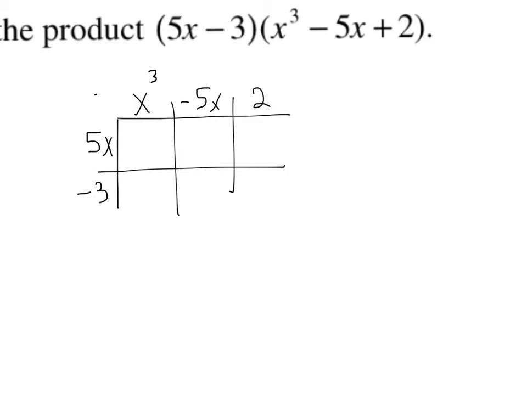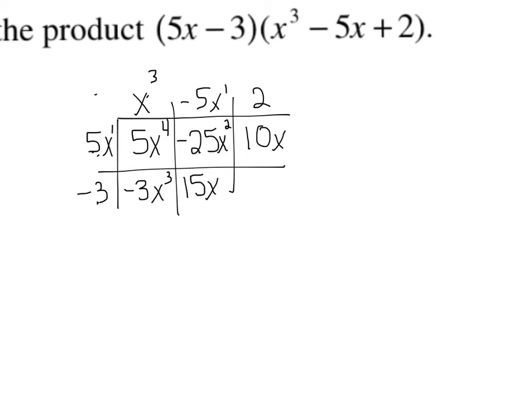So we multiply together. 5x times x to the third is 5x to the fourth. Remember, you're multiplying the big numbers and adding the exponents together. So 5 times negative 5 is negative 25. x to the first times x to the first is x to the second. 5 times 2 is 10 with an x. This will be negative 3x to the third. Negative 3 times negative 5 is positive 15 with an x. And negative 3 times 2 is negative 6.